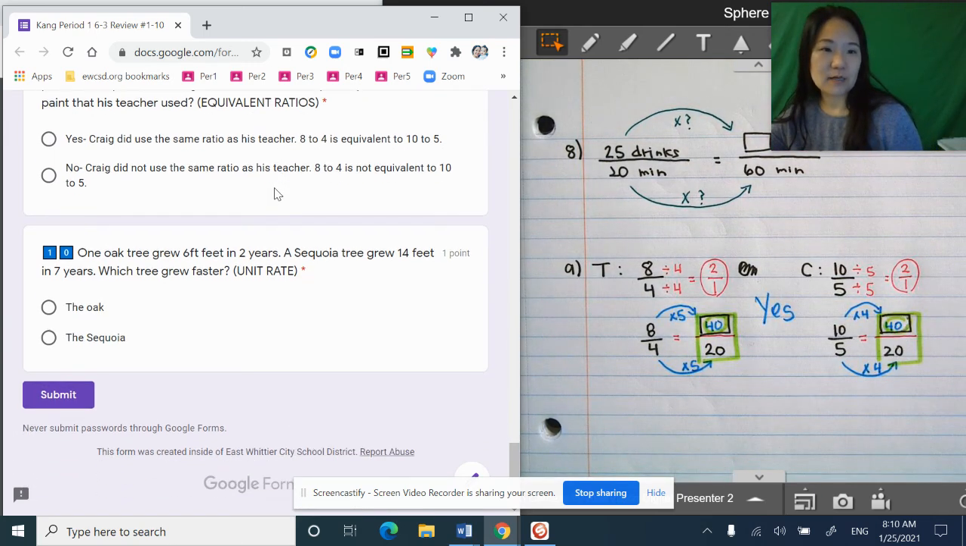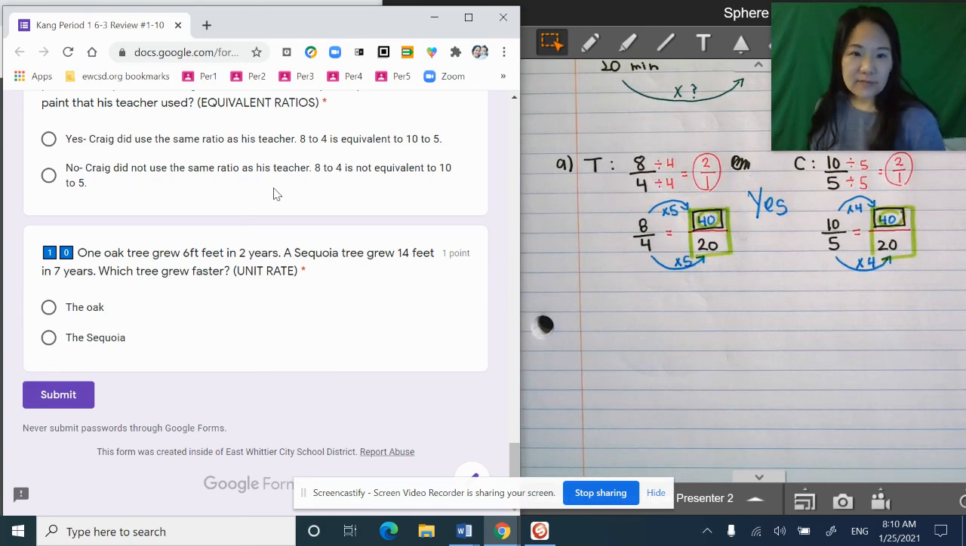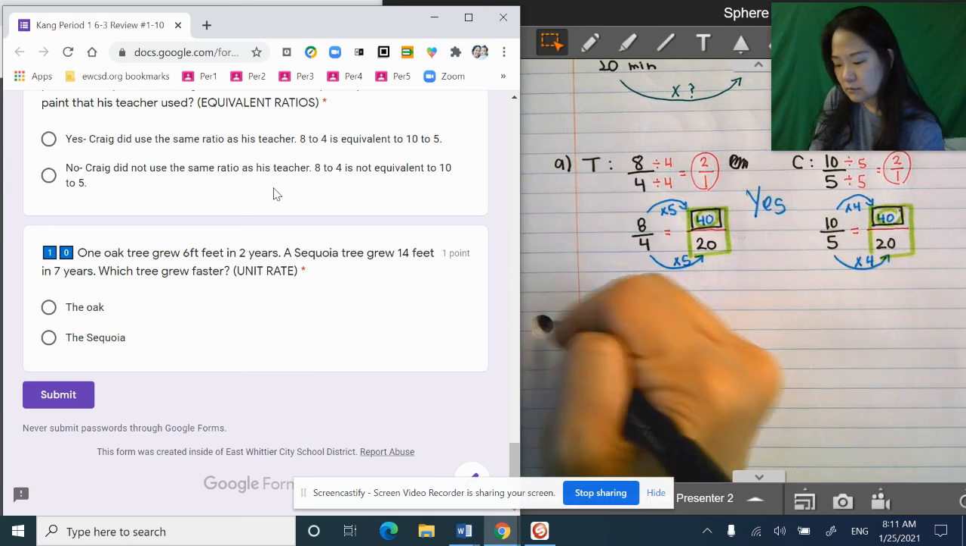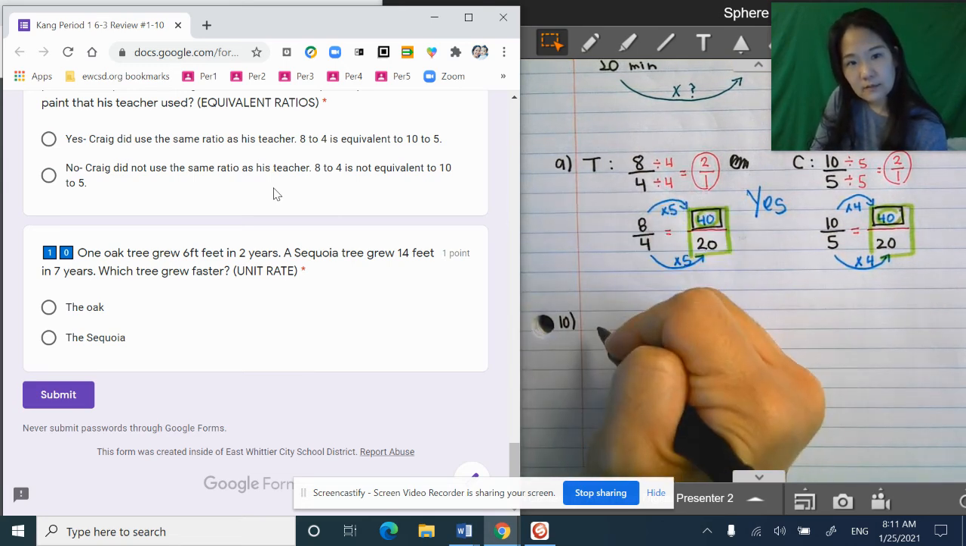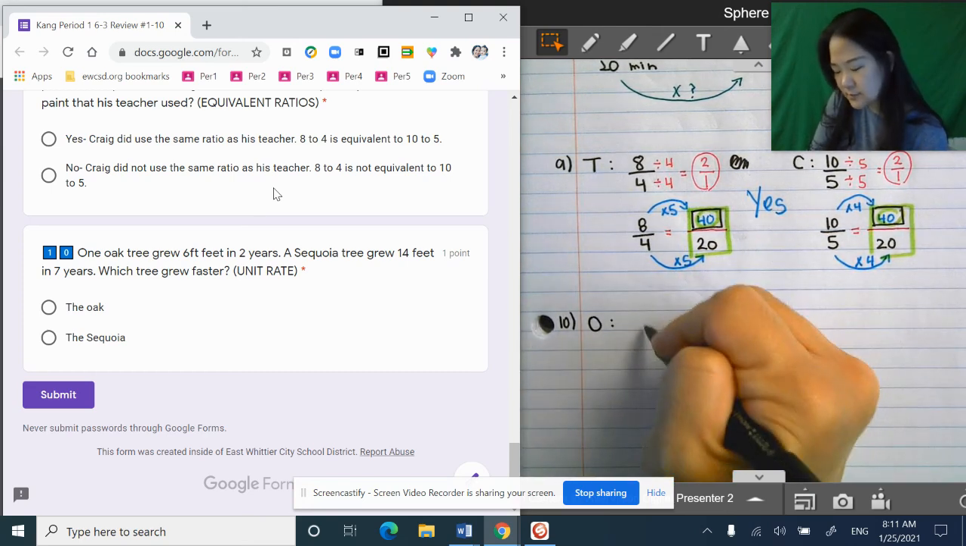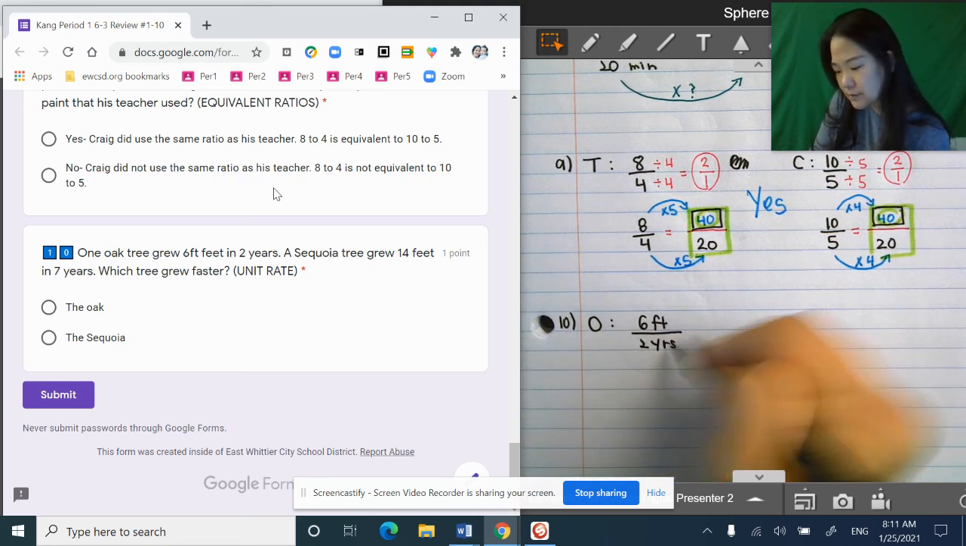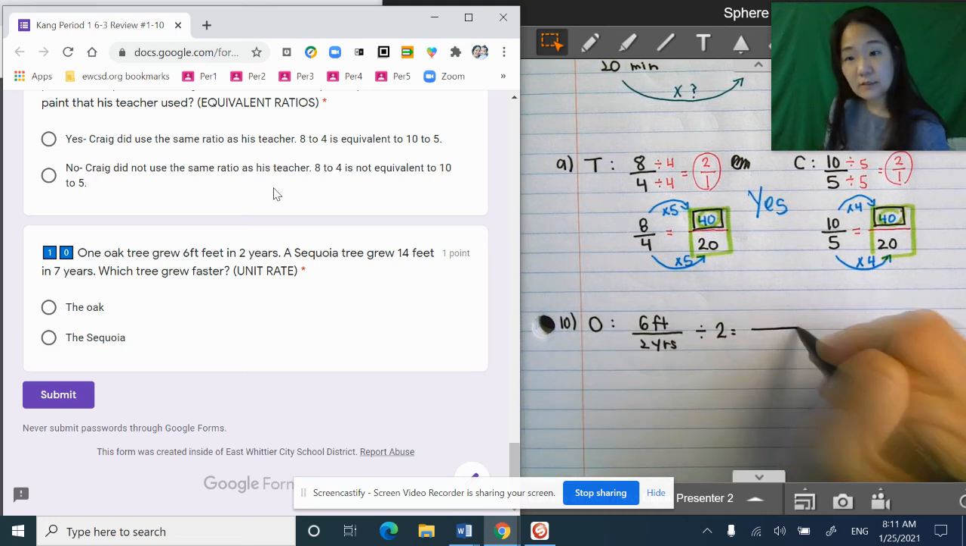Okay. Last one. One oak tree grew 6 feet in 2 years. A sequoia tree grew 14 feet in 7 years. Which tree grew faster? To see that, you can find the unit rate for both and then compare. First, I'm going to do O for oak tree: 6 feet over 2 years. And I'm going to divide by the denominator to find the unit rate.